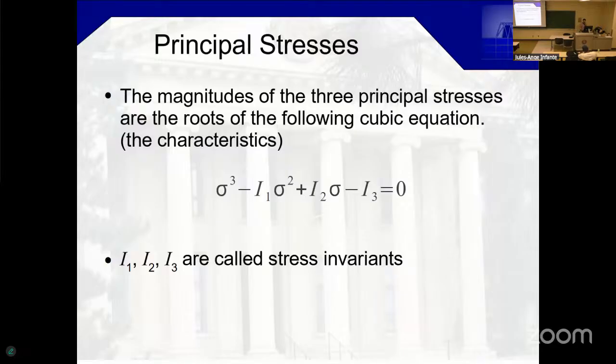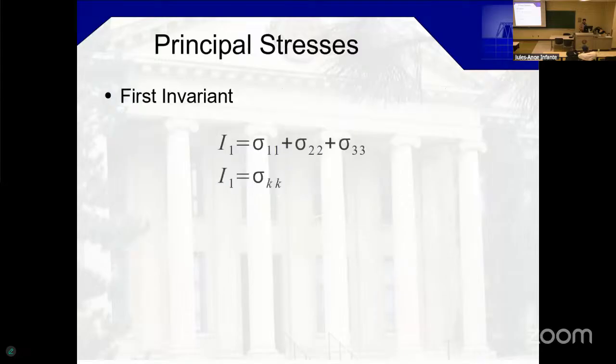Now, the first stress invariant is super simple. It's just the sum of the diagonal. And of course, because it's the sum of the diagonal, it's also equivalent to the sum of the three principal stresses. Sigma 1 plus sigma 2 plus sigma 3 gives you your first stress invariant.